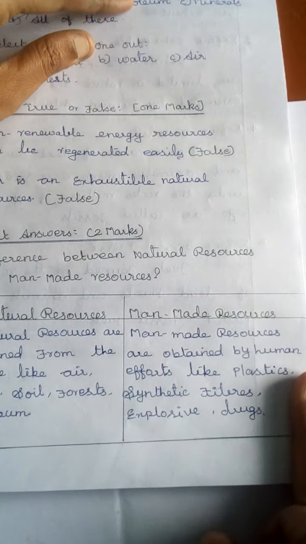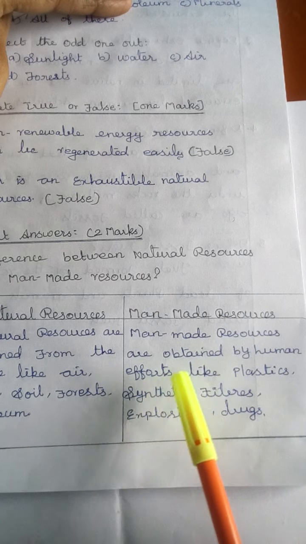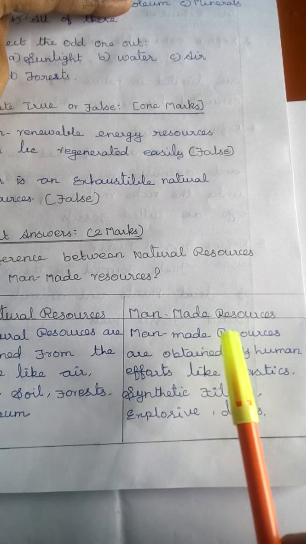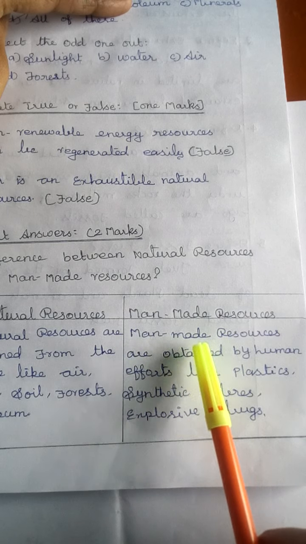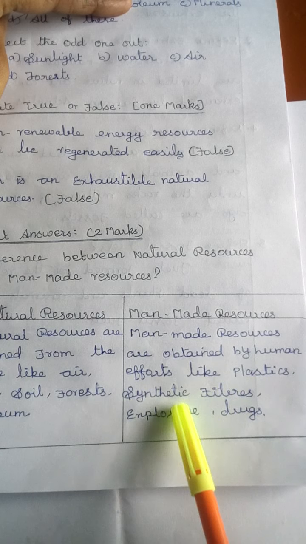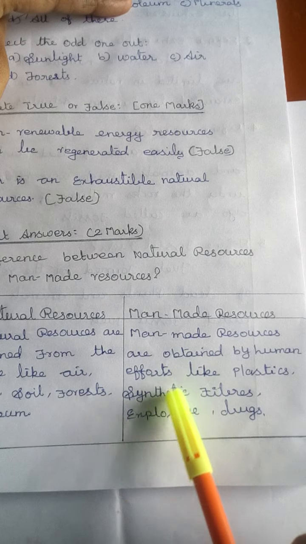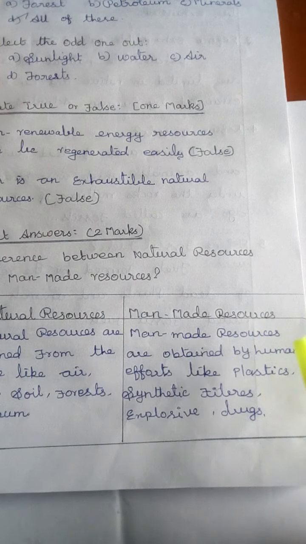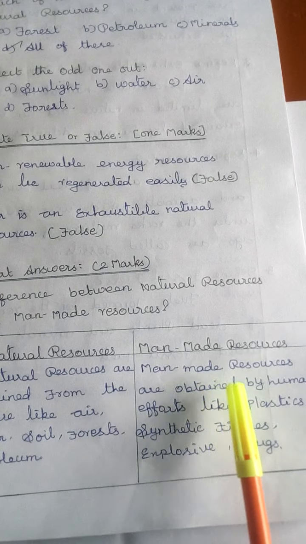Next is man-made resources. Man-made resources are obtained by human efforts, like plastic, synthetic fibers, explosives and drugs. Humans prepare these things. This is man-made resources. That is the difference between natural resources and man-made resources.